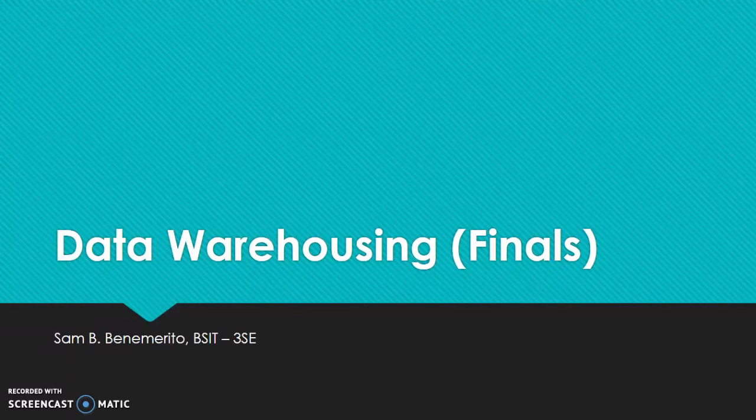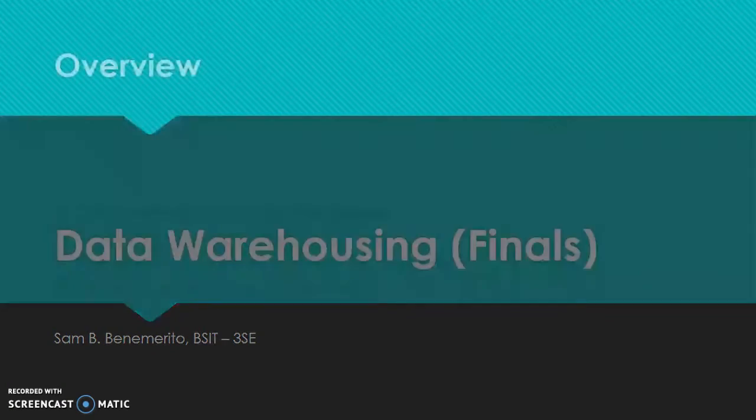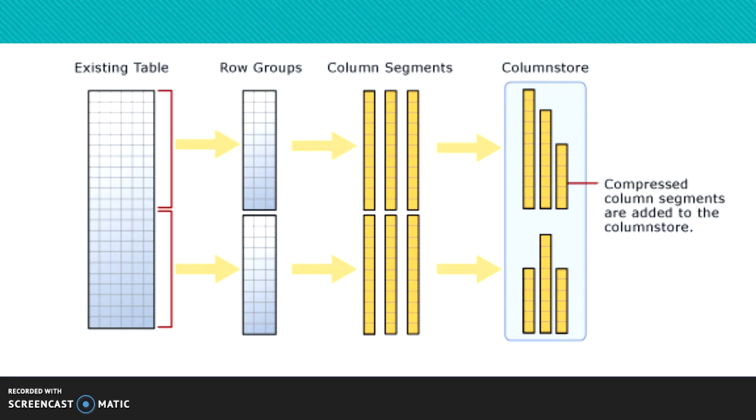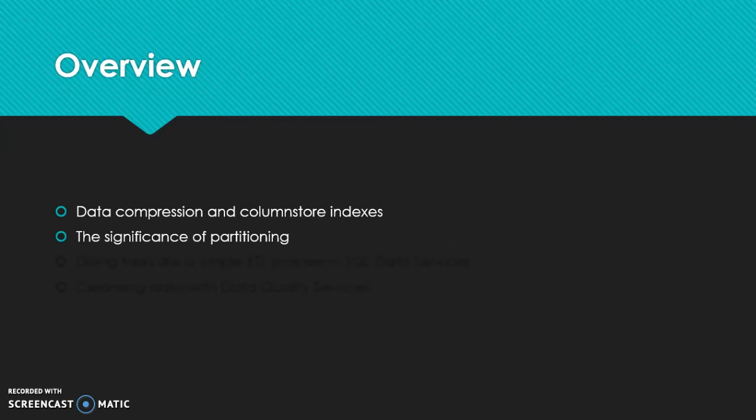The recently concluded term, finals, was focused on the use of the SSIS packages through the SQL Data Services and also cleansing data. Here, I learned several things. First is about data compression and column store indexes. Column store indexes are a technology for storing, retrieving, and managing data by using a columnar data format called a column store. It is important for faster query performance and data compression.